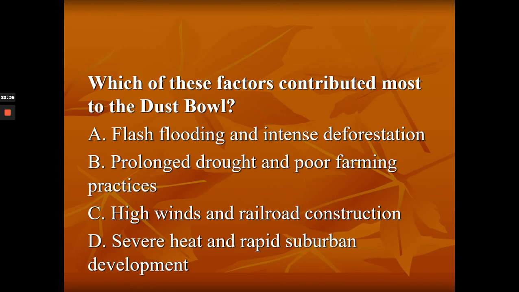So which of these factors contributed most to the Dust Bowl? The answer is B. Okay.